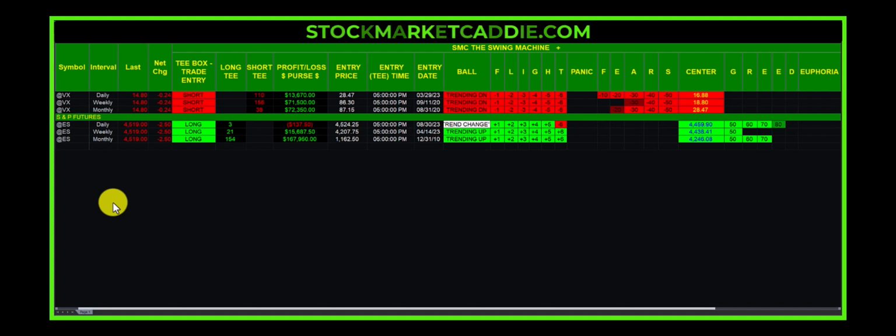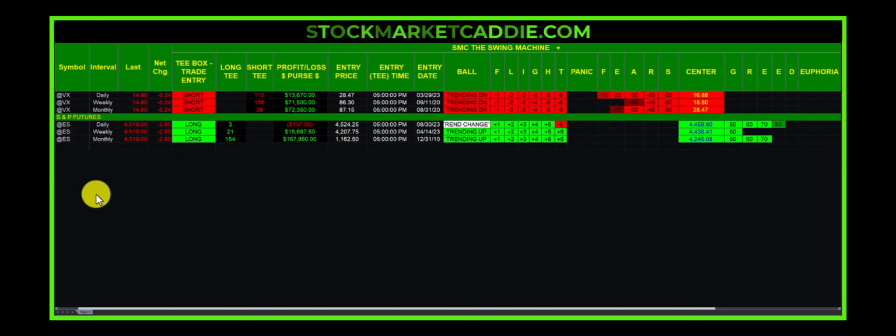You see, we like to use futures over ETFs because it is leveraged and we think it is quicker, smarter by a couple of days, sometimes a couple of weeks over traditional markets. So when the VIX is trending down, generally you will see the S&P trending up. Let's just take a look.